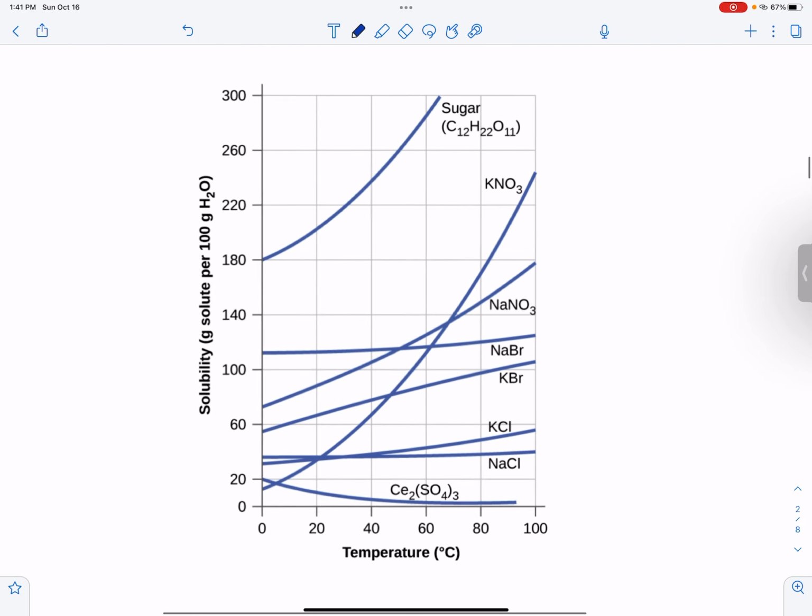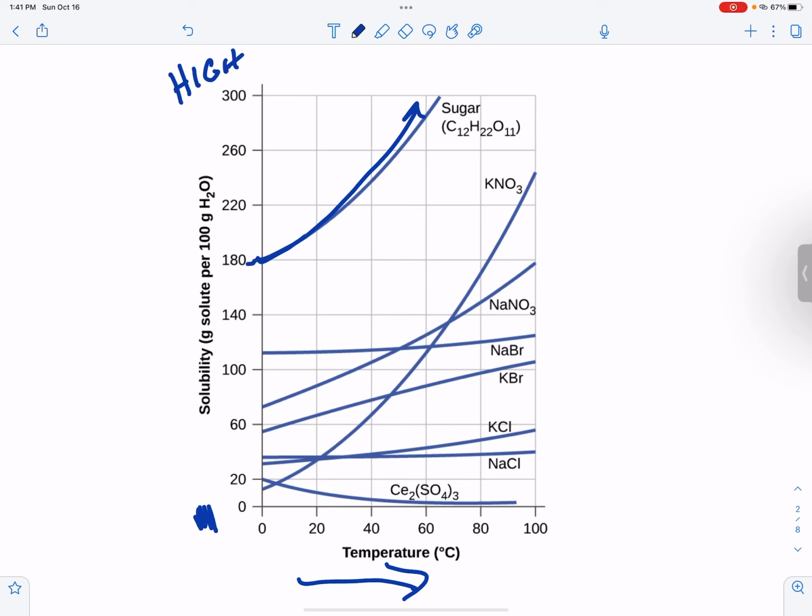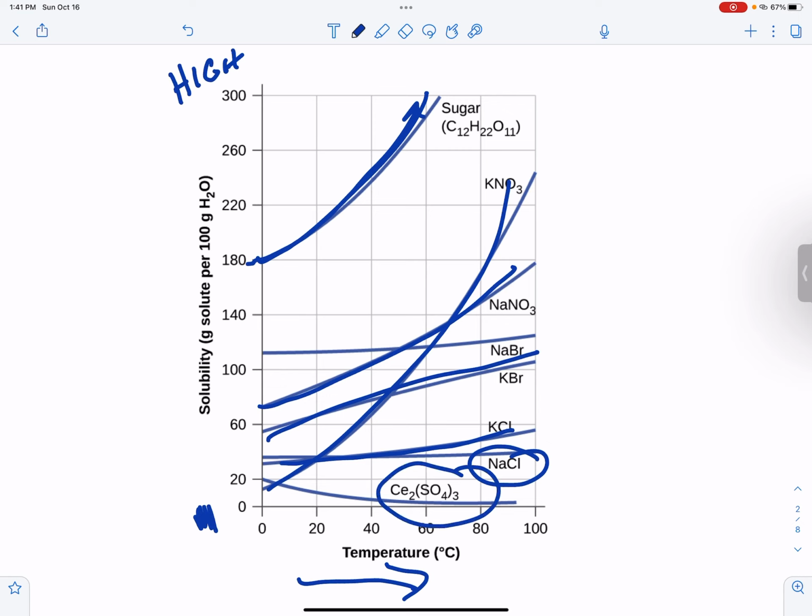I always love these graphs that have lines going all over the place. But what this is, as temperature increases, so increasing to the right, that means up in solubility, because this is low solubility and this is high solubility. So as you increase the temperature, sugar increases, NaNO3, KNO3, KBr, KCl goes up some, but you'll notice right here our sodium chloride and this guy, cesium sulfate, those ones don't change a lot. And then our sodium bromide only just barely goes up some. But for the most part, most of them will increase.